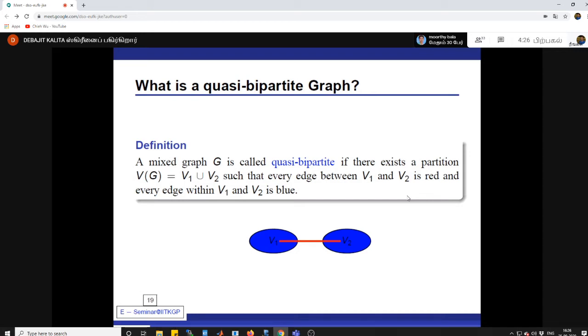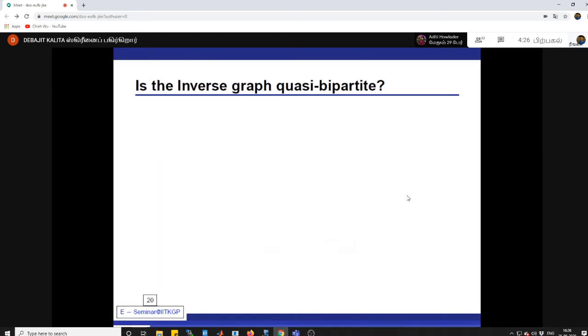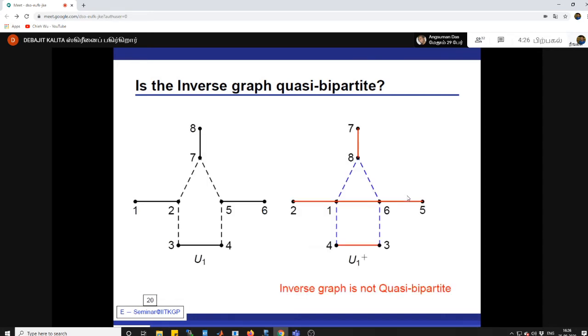So then we can ask the question: the inverse of a non-bipartite unicyclic graph with unique perfect matching is non-bipartite. Is it true that the inverse graph of such graphs is always quasi-bipartite? People ask that question, and we have seen an example. Let's take this example U1. Its inverse graph is calculated, and we see that this inverse graph is not quasi-bipartite.